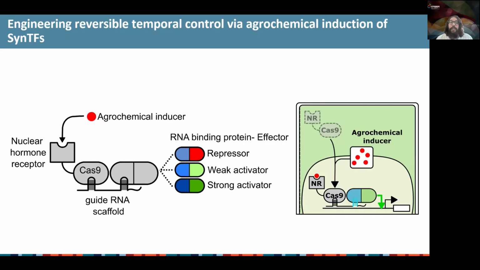To enable this, we have created a novel Cas9-based synthetic transcription factor system whose activity can be induced using a commercially used insecticide called methoxyfenozide, which is sold by Corteva as Intrepid. This chemical is rated safe for use in field settings and is formulated specifically for systemic uptake in plants and stability in the field, making it an ideal inducer for crop trait engineering.